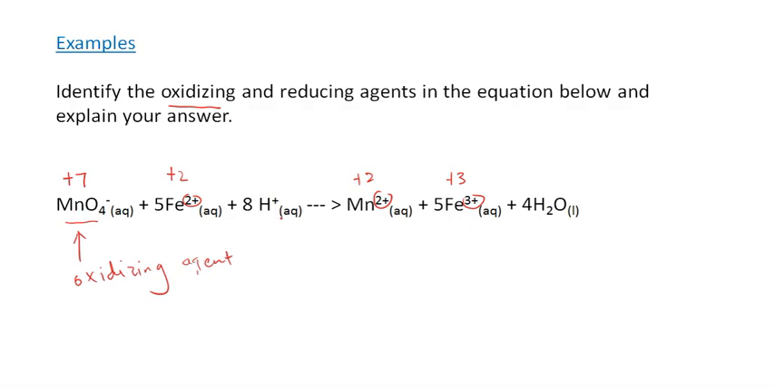Manganese is moving from +7 to +2. Therefore, it is being reduced. And if it is being reduced, it is behaving as an oxidizing agent. In the case of the Fe2+, we are moving from +2 to +3. If we are moving from +2 to +3, it means that the Fe2+ is being oxidized. And if it is being oxidized, it is behaving as a reducing agent. So I just want you to understand the logic, how we came up with this.